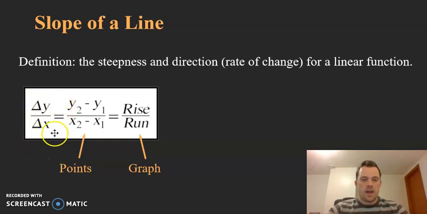So if we expand that out, that's taking 2 points of a graph. Here's 1 point, x1 and y1. Second point is x2, y2. So we subtract the y values and divide that by the difference between the x values. Another way we can interpret this is to call it rise over run. So that's what we say when we're looking at the graph.